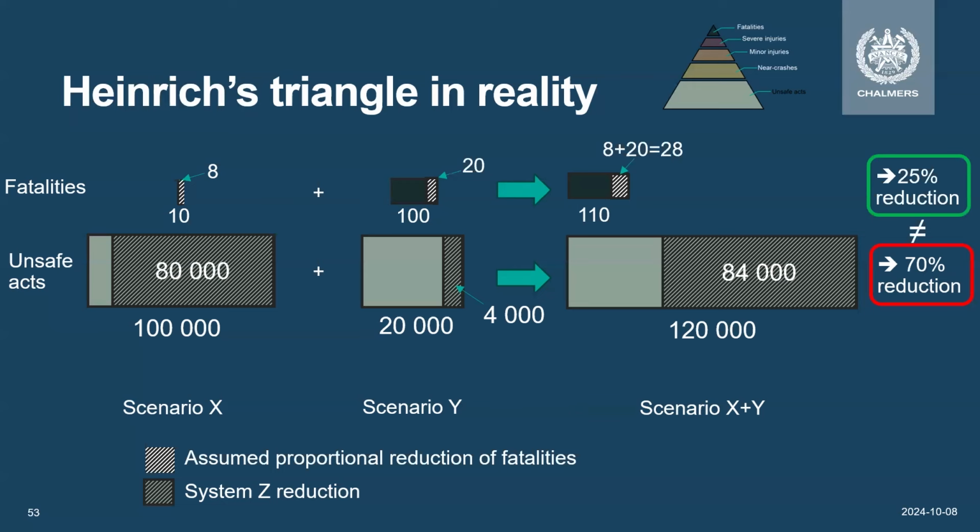So you're assessing your system on unsafe acts, saying we got a 70% reduction, while in reality you got 25% when you're looking at the fatalities, because you're mixing the scenarios. There have actually been several publications, 2012, I think 2 or 3 publications that are showing this problem, but I wanted to highlight it because I really think it is a problem when you're mixing scenarios and looking at the surrogates or near crashes for that matter. So this is assuming a proportional reduction of fatalities.